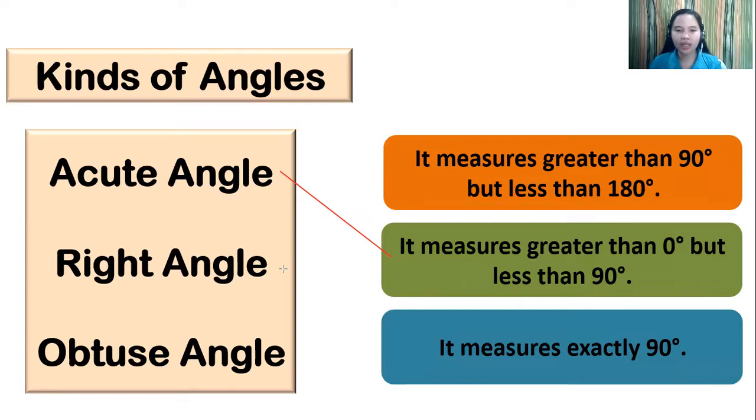How about right angle? Right angle, that is exactly 90 degrees. And then obtuse angle, we have greater than 90 degrees but less than 180 degrees. What if we have exactly 180 degrees? That will be straight angle. Straight lang po, linya lang. So acute, right, obtuse: acute, greater than 0 but less than 90. Right measures 90 degrees exactly. And then obtuse, greater than 90 but less than 180 degrees. Okay, next.